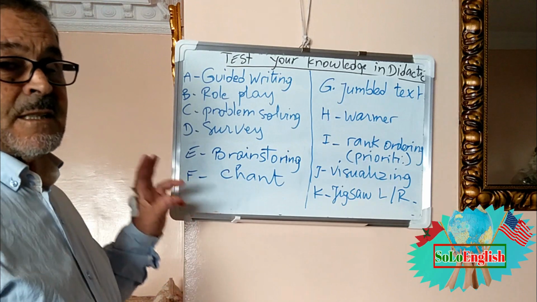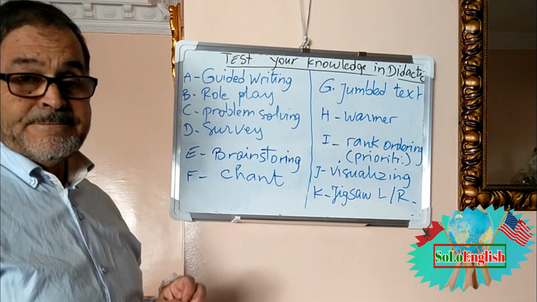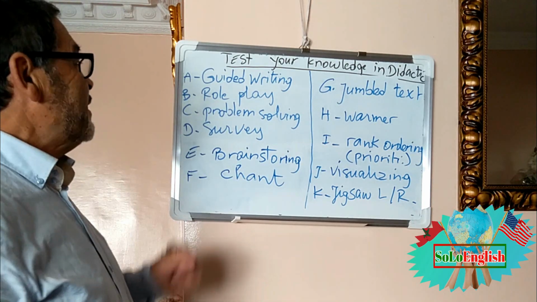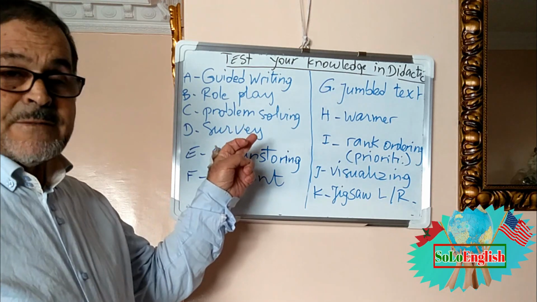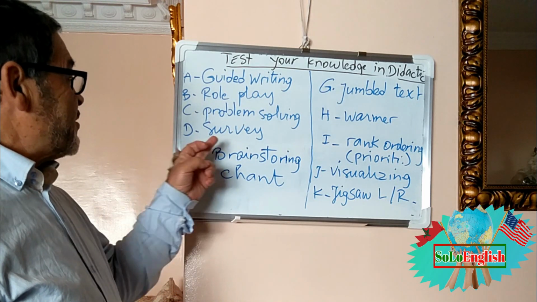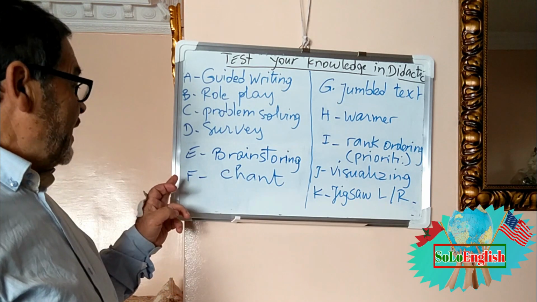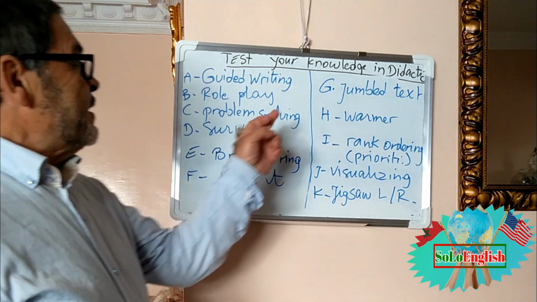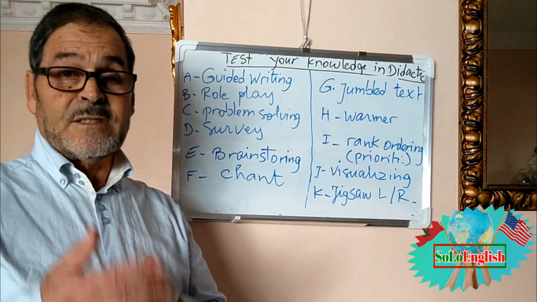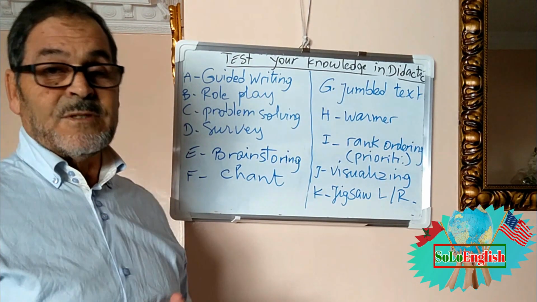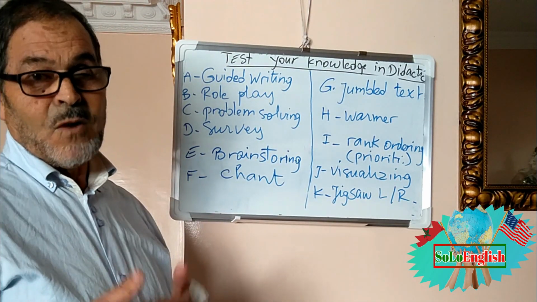Okay, let's begin. So first one is A, guide the writing in the classroom. B, role play. C, problem solving. D, survey. E, brainstorming. F, chant. G, jumbled text, when the text is in disorder and students put it in the correct order. H, warmer. We start with warm up.